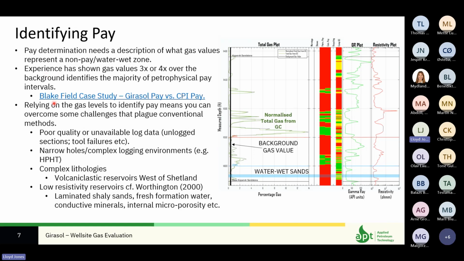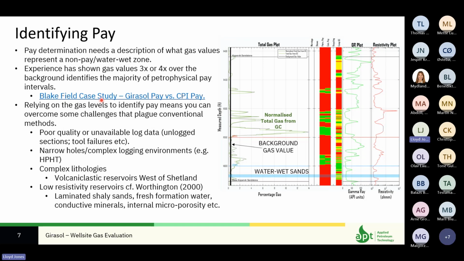of petrophysical pay. And there's a link in this presentation that can take you to some work that APT published in the SPWLA comparing pay predicted from Girasol, the software that you can see on the right-hand side here, to the conventional petrophysical approaches. And that was for lateral and exploration wells for a field in the North Sea. And there's a slide towards the end of the presentation where we can discuss that in a bit more detail.